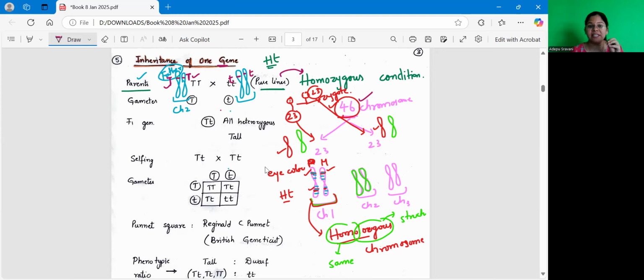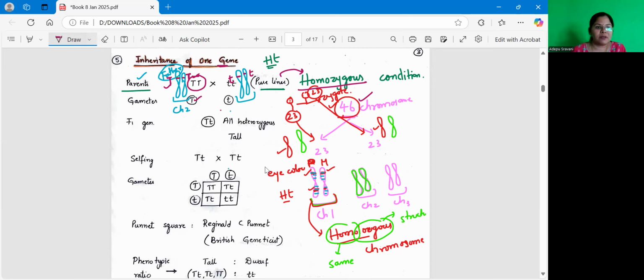Now from parents we get gametes. Isn't it? From father we get sperms, from mother we get eggs. So in this case also, from parents, capital T, they will segregate, and since both of them are homozygous, the gametes we get will both be capital T only. So that is the meaning of homozygous condition. The pure lines or the homozygous alleles will produce the same type of gametes.